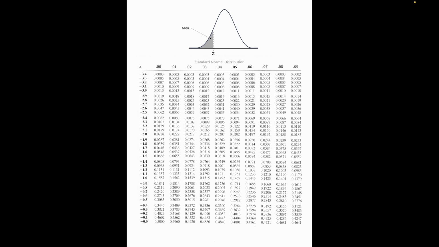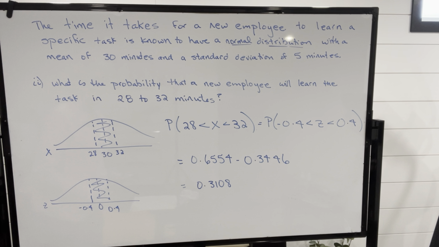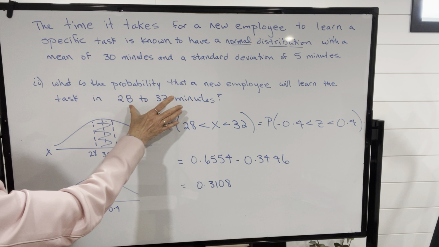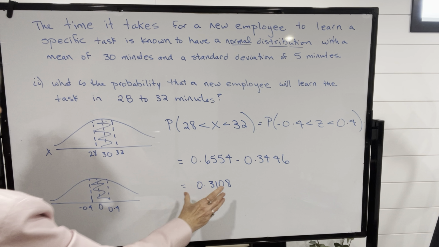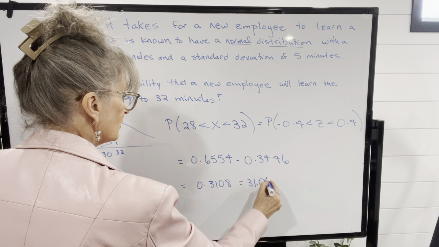That corresponds to the z-score negative 0.4. So let's first of all find negative 0.4. And the column we want is 0.00. And let's look at the number that's the intersection of those two lines, 0.3446. Those values are here. We're going to subtract. So the probability that a new employee will take 28 to 32 minutes to learn the new task is 0.3108 or 31.08%.